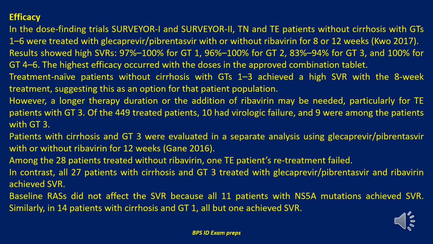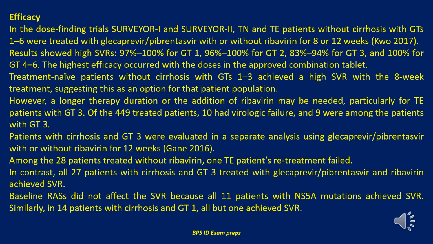However, a longer therapy duration or the addition of ribavirin may be needed, particularly for treatment-experienced patients with genotype 3. Of the 449 treated patients, 10 had virologic failure, and 9 were among the patients with genotype 3. Patients with cirrhosis and genotype 3 were evaluated in a separate analysis using glecaprevir plus pibrentasvir with or without ribavirin for 12 weeks, according to Gane 2016.